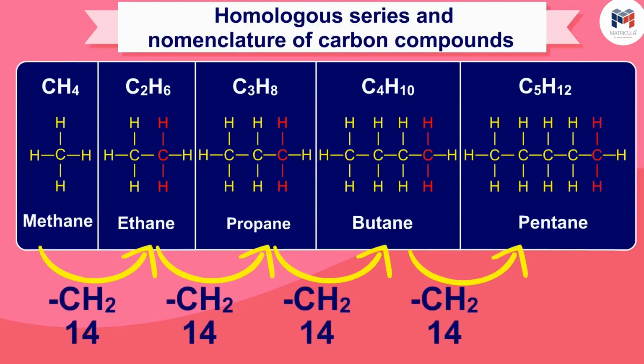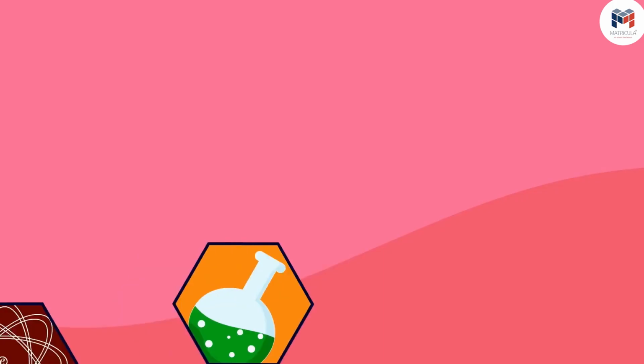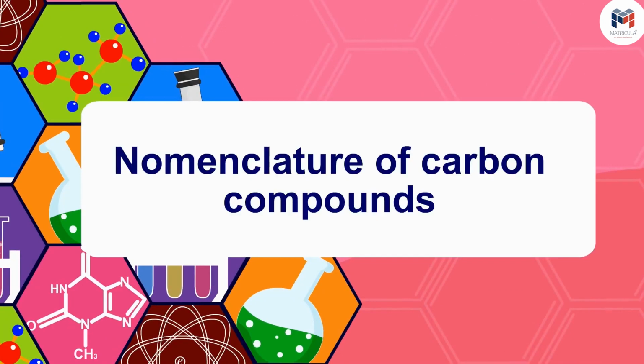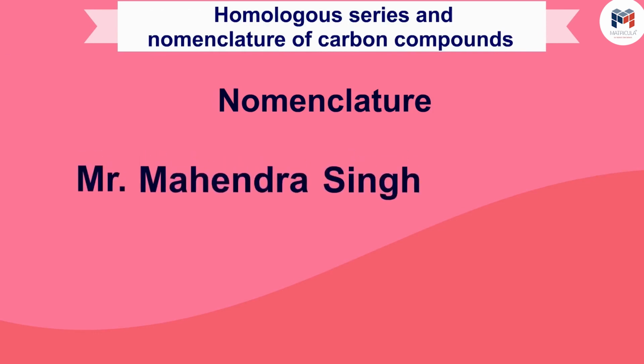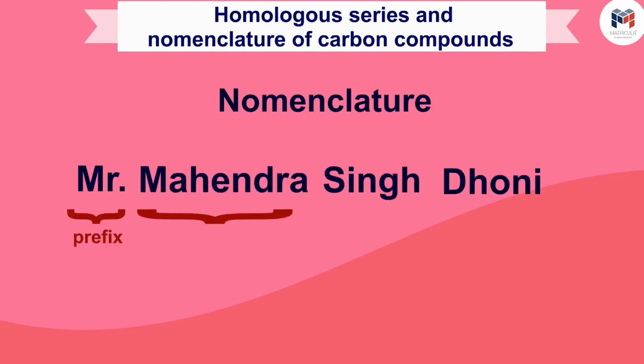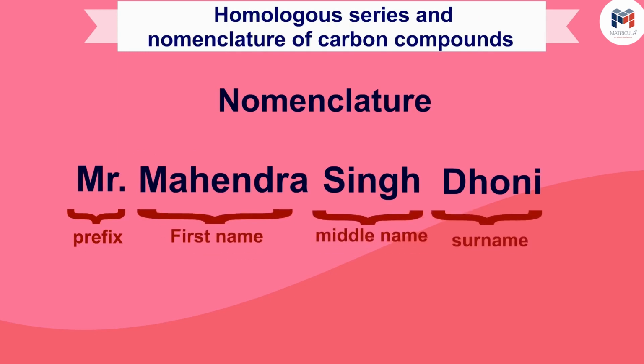Hope you will not have any dilemma related to homologous series. Let us now study the method of naming carbon compounds. Before understanding the nomenclature of carbon compounds, we will see an example of a name, like Mr. Mahendra Singh Dhoni. In this name, Mr. can be called prefix. Mahendra is the first name, Singh is the middle name, and Dhoni is surname.